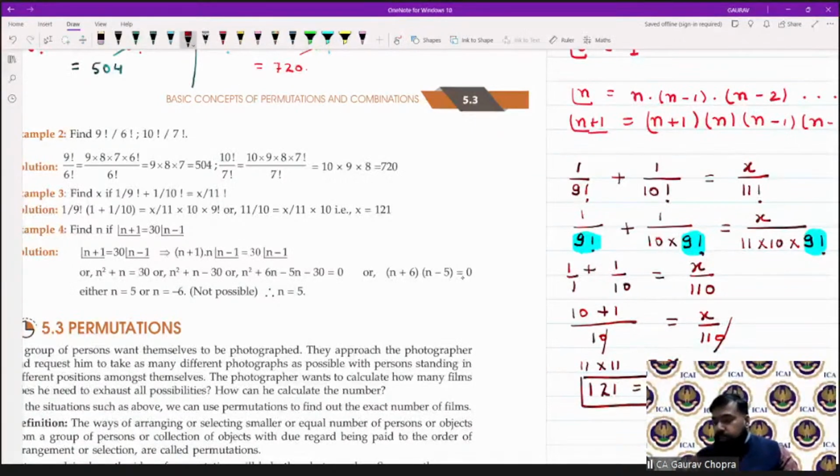Okay, so has everybody understood? Then Gaurav says, yes sir, everything is clear. Tarun says it's very easy. Yes, so the correct answer is 121.